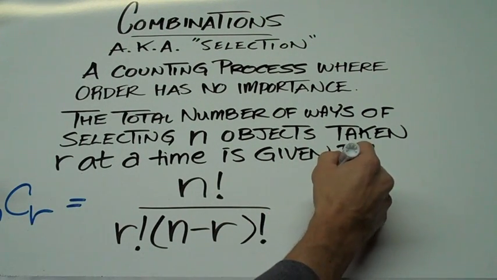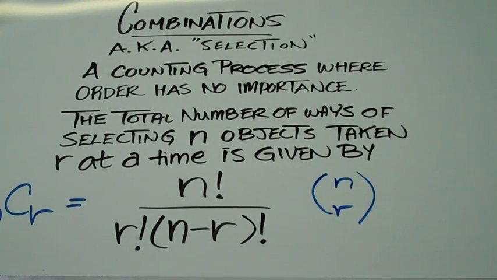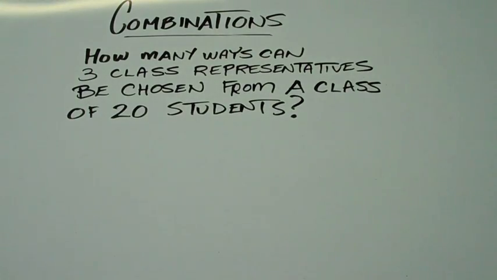Another way you see this is written like that, and they both mean the same thing. Notice, it's going to be smaller than the order matters permutation, because we're dividing by an additional factor of r factorial. Here is a very straightforward example using combinations.